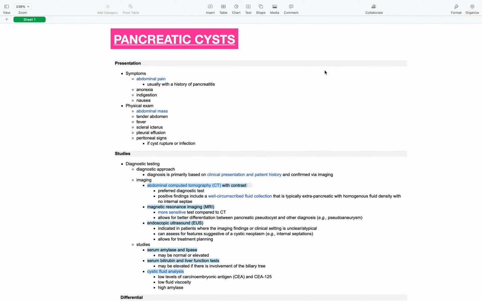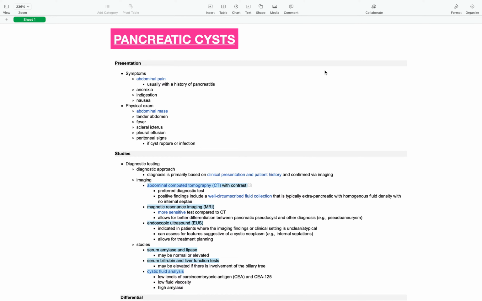Pancreatic cysts present with abdominal pain. Now, this may be a vague abdominal pain, and patients usually have a history of pancreatitis. Patients may also have anorexia, indigestion, and nausea. You see, it's quite unusual, quite non-specific.